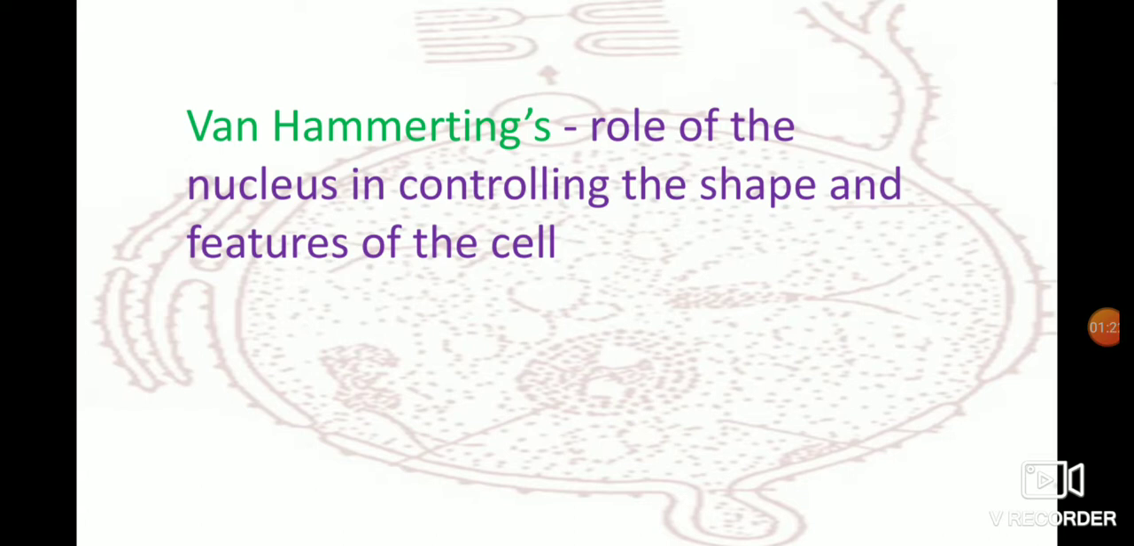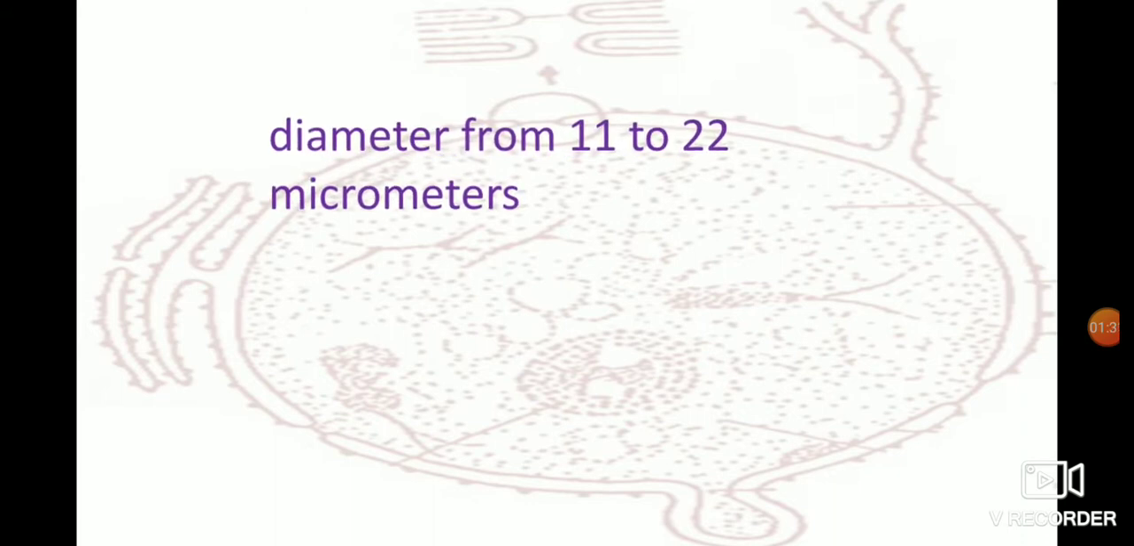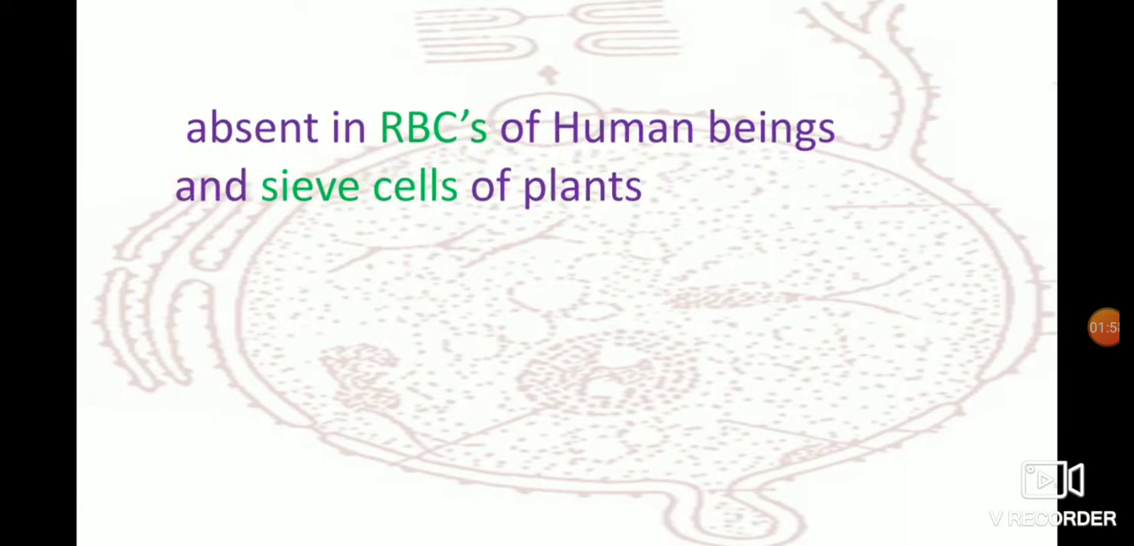Usually, the nucleus is round and is the largest organelle in the cell. The nucleus varies in diameter from 11 to 22 micrometers. The nucleus typically occupies about 10% of the eukaryotic cell's volume, making it one of the cell's most prominent features. Generally, there is only one nucleus per cell, but the nucleus is absent in the red blood cells of human beings and sieve cells of plants.